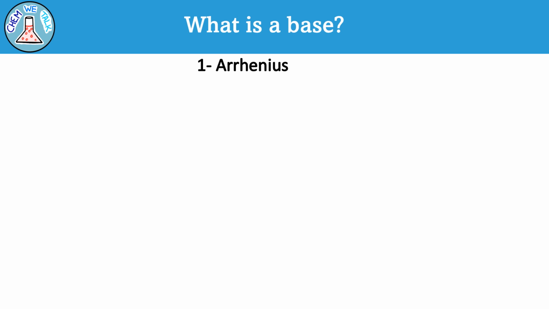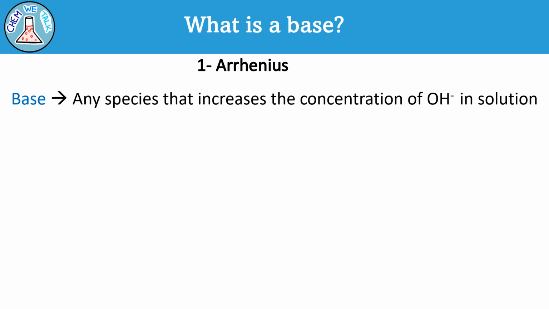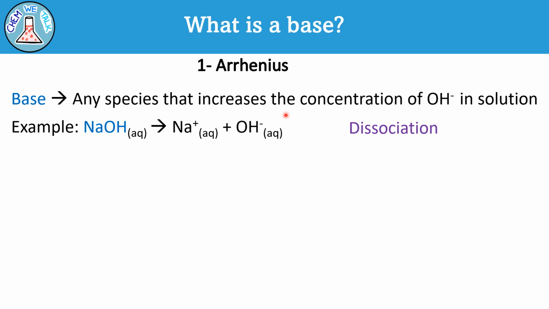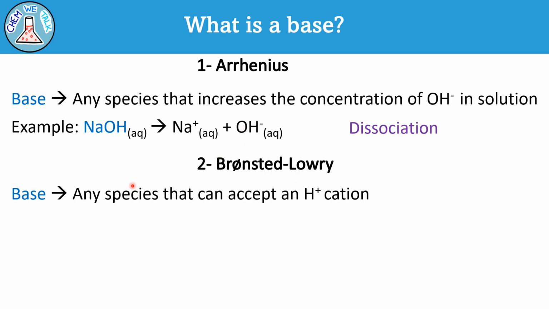There is another video on this channel that goes much more in depth over acid-base theories, but for this video we're just going to quickly review the Arrhenius and Bronsted-Lowry definitions of a base. For Arrhenius, a base is any species that can increase the concentration of OH minus in solution. So for example, NaOH dissociates in water producing Na plus and OH minus, hence it is a base. Bronsted-Lowry has a different definition, and it's simply any species that can accept an H plus cation.